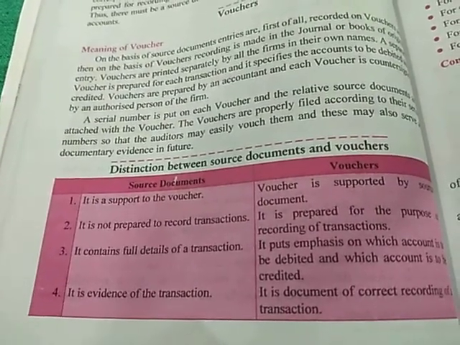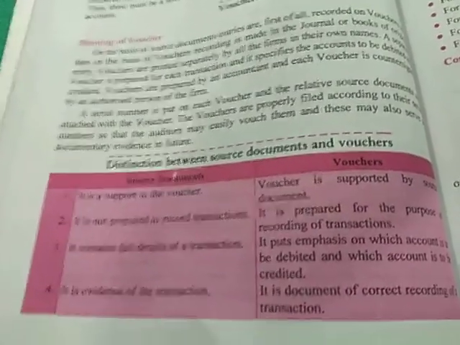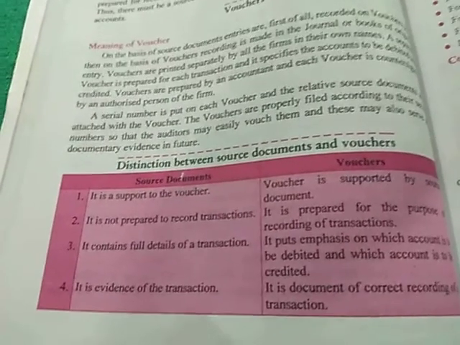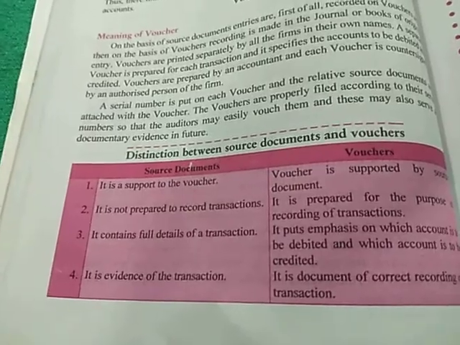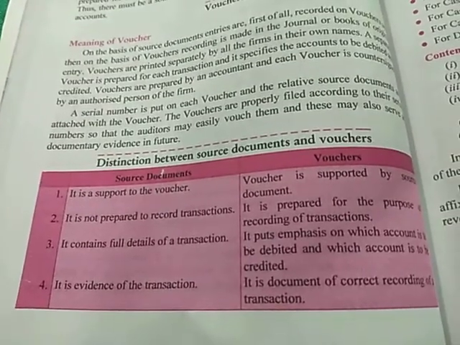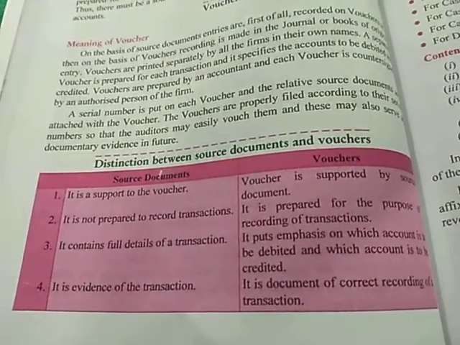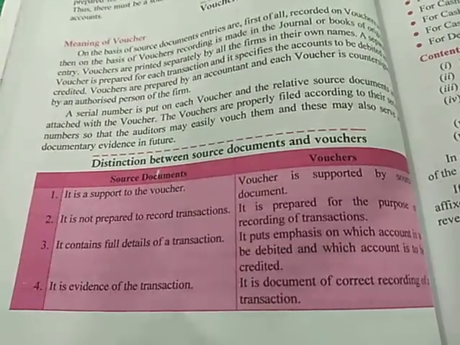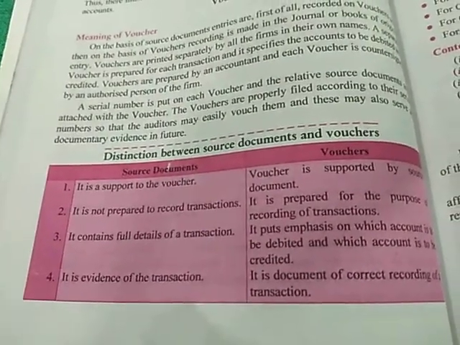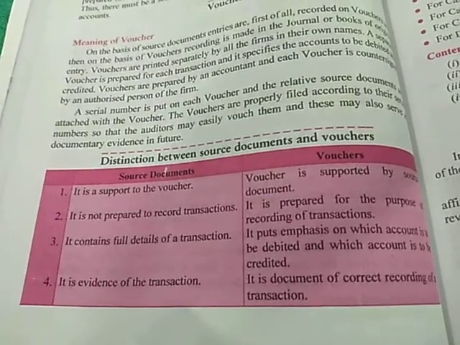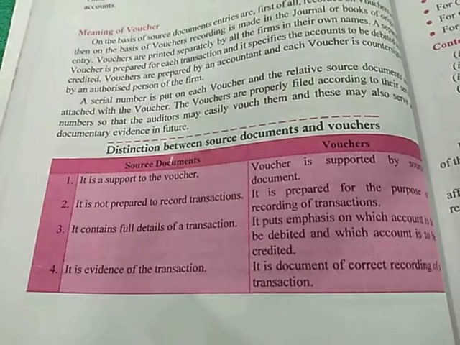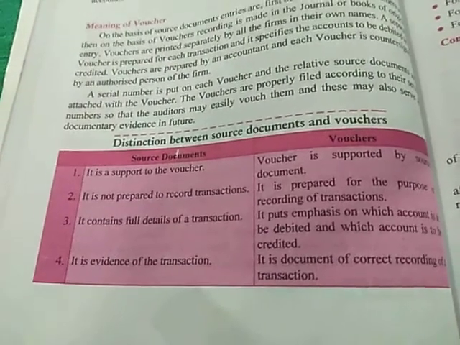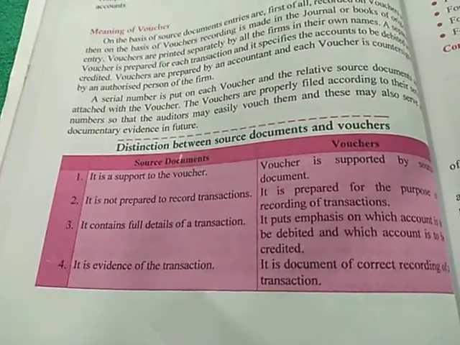Source document contains the full details of a transaction, but in vouchers, the main emphasis is put on which account is to be debited and which account is to be credited. Source document is the evidence of a transaction, and voucher is the document for correct recording of a transaction. On the basis of a source document we prepare a voucher, and on the voucher we emphasize which account should be debited and which should be credited, so that correct recording is followed with the help of a voucher.